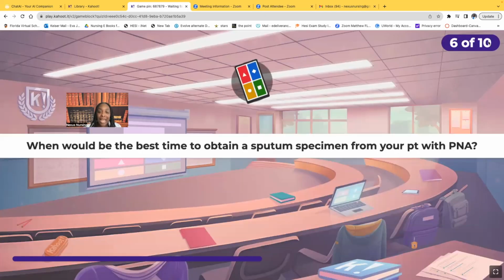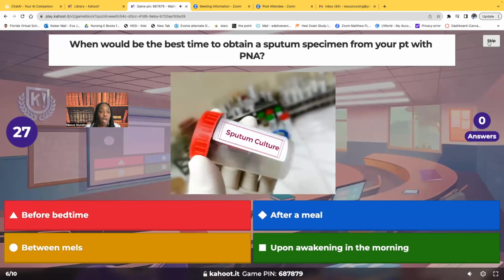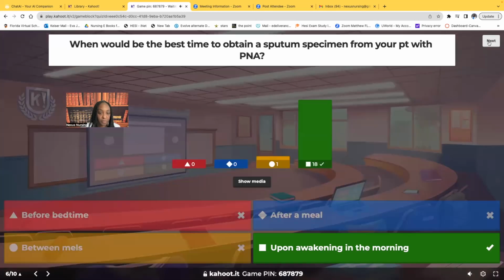When would be the best time to obtain a sputum specimen for your patient that has pneumonia? When would be the best time? Would it be before bedtime? Would it be after a meal? Would it be between meals? Or would it be upon awakening in the morning? When's the best time to collect a sputum specimen? Very good. Upon awakening in the morning.